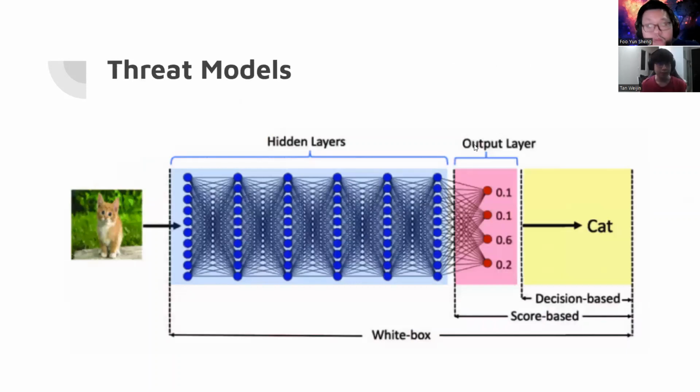The most important criteria when grouping adversarial attacks is by their threat models. There are three kinds of threat models. A white box threat model assumes access to the whole model. A score-based threat model assumes access to the output layer, and a decision-based threat model assumes access to the prediction label alone. In this presentation, we'll focus on the decision-based setting.